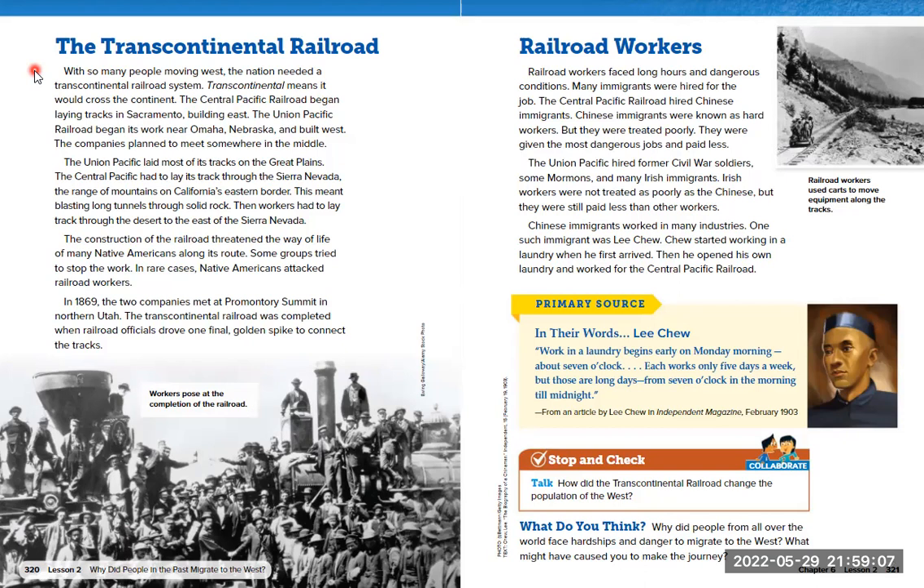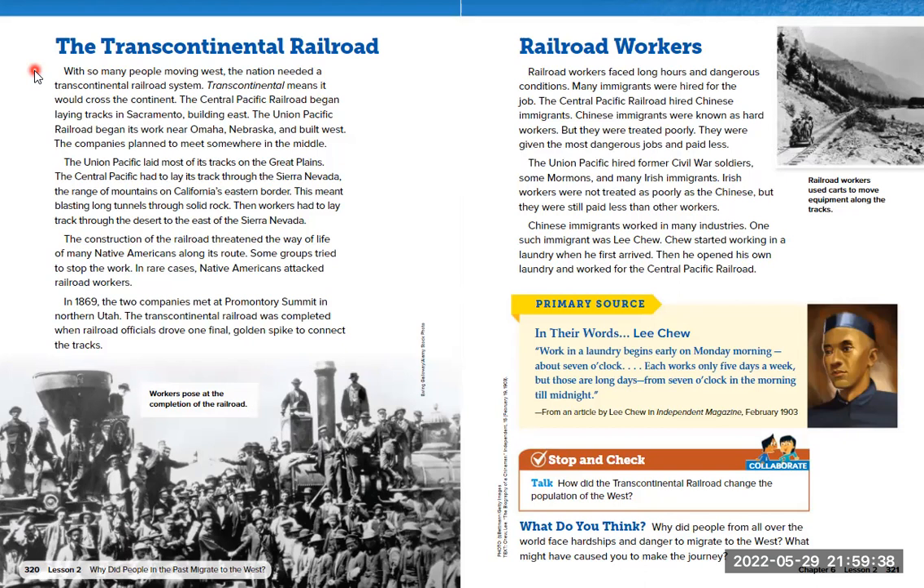The Union Pacific laid most of its tracks on the Great Plains. The Central Pacific had to lay its tracks through the Sierra Nevada, the range of mountains on California's eastern border. This meant blasting long tunnels through solid rock. Then workers had to lay the track through the desert to the east of the Sierra Nevada. The construction of the railroad threatened the way of life of many Native Americans along its route. Some groups tried to stop the work. In rare cases, Native Americans attacked railroad workers.